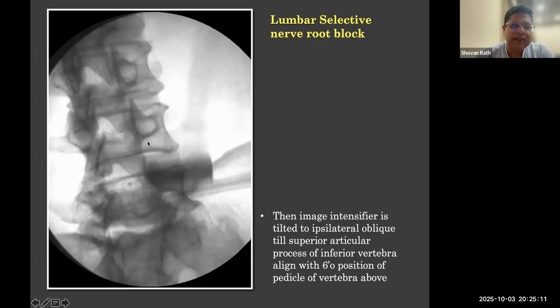Just below the pedicle, this is your position if you want to target the exiting nerve root or if you want to do a selective nerve root block. This is for L4 exiting nerve root block.